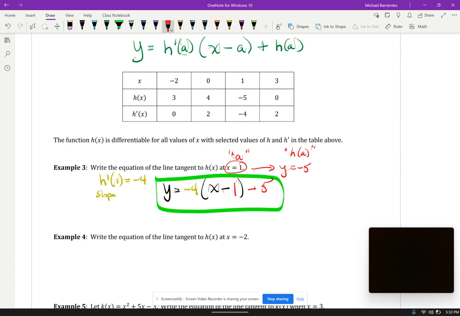Can we do the same thing for x equals negative 2? Well, sure. Go ahead and pause the video and see if you can set it up. Identify what is your a, what's your x, what is your h of a, what is your y, and then what is your h prime at negative 2, which would be your slope. Go ahead and pause and then restart it when you think you have an answer.